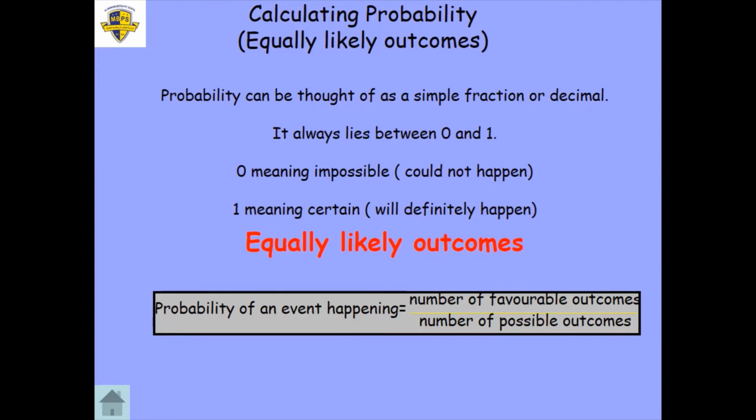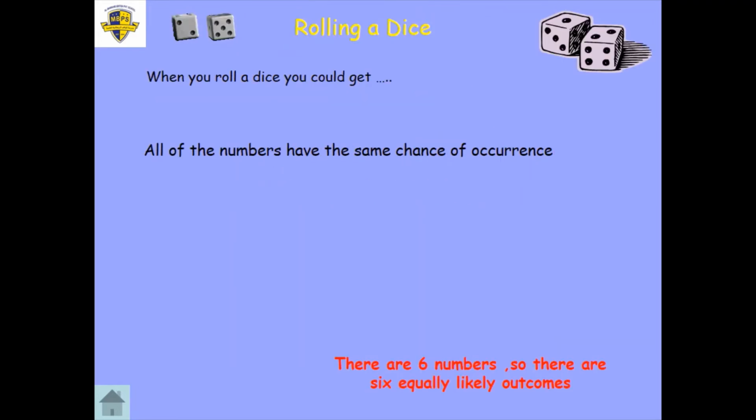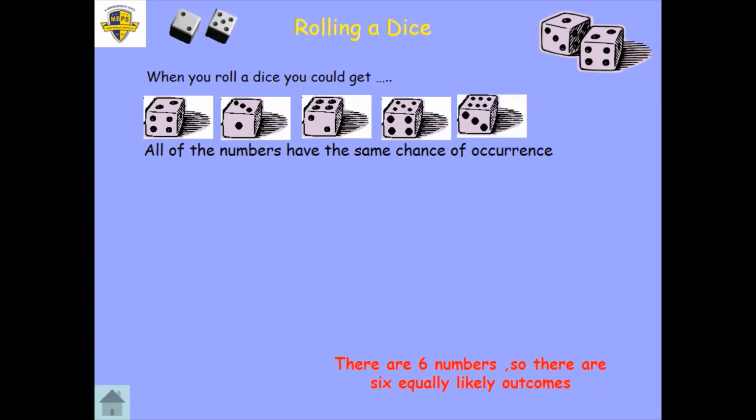But how can you assign a probability to a particular outcome? To find the probability of an event happening, we will use this law or this formula. Probability of an event happening equals number of favorable outcomes to the number of possible outcomes. Here, when you roll a dice, you could get 2, 3, 4, 5, 6, or 1, right? All of the numbers have the same chance of occurrence. That means there are 6 numbers, so there are 6 equally likely outcomes, right?